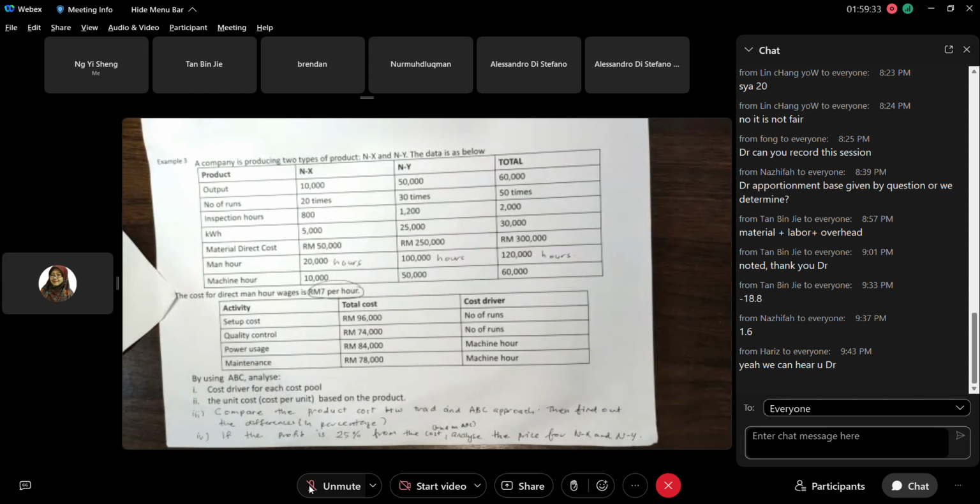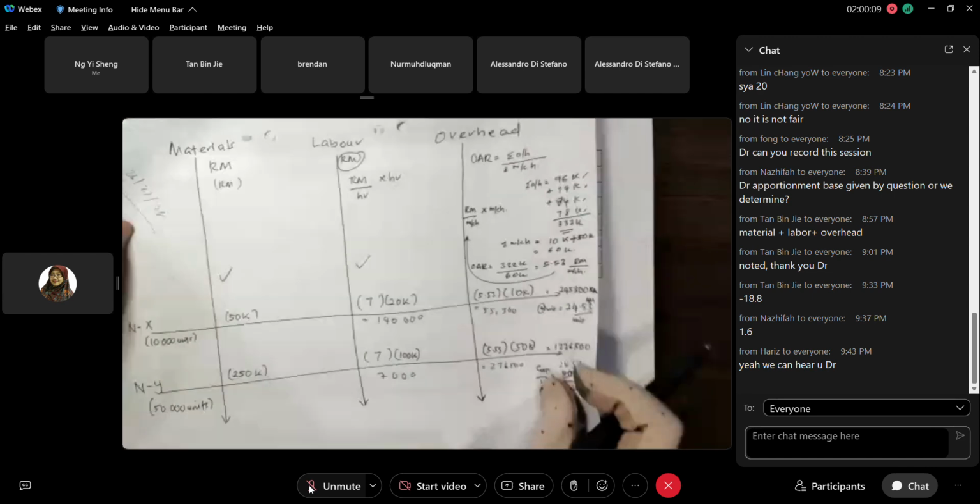Okay, so 5.53 portion dia. So times respectively lah. X's machine hour is 10,000 and Y is 50,000. So you will get X is 55,360, right? And Y is 276,500. Betul eh? Boleh, saya tunjuk lah. Tapi yang ABC saya tak ada.